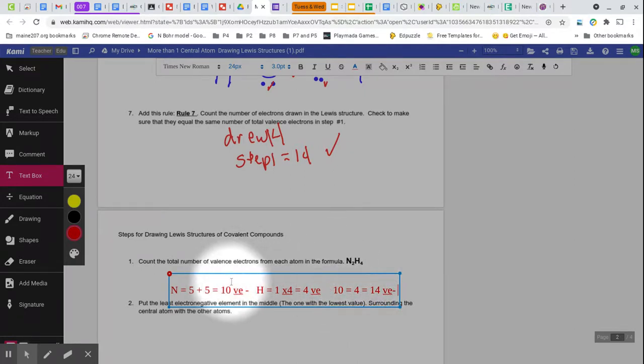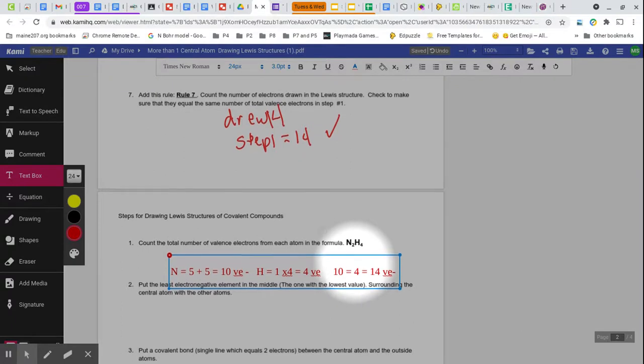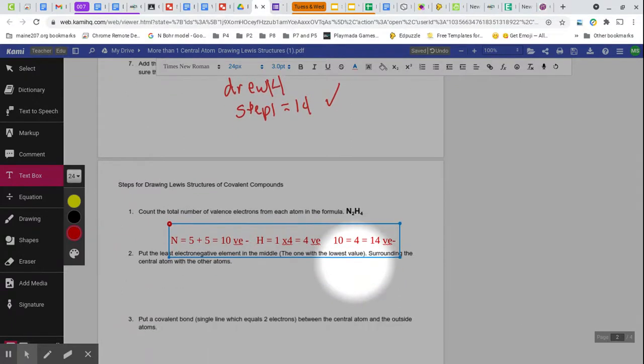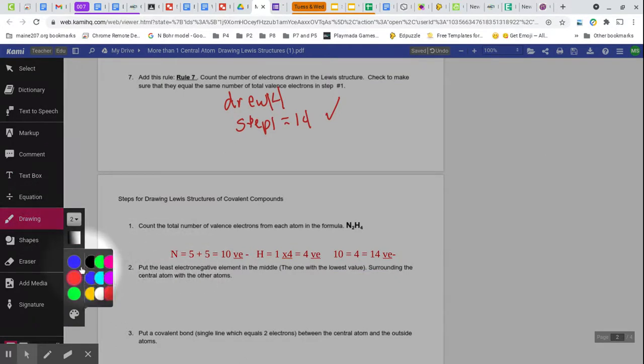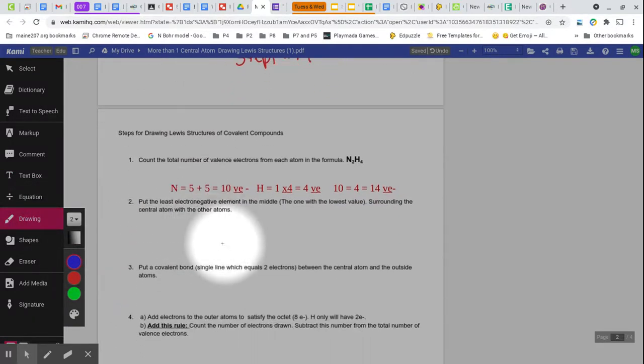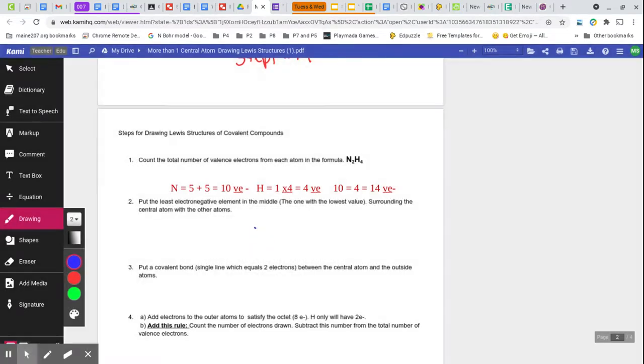You won't always have that same number. We just got lucky. Putting the least electronegative element in the middle. Once again, H can never go in the middle because it only can have 2 electrons in its shell, meaning it can only form 1 bond. So I'm going to put my N's in the middle and the H's outside. Okay, so here we go. So my N's are going to go in the middle, surrounded by H's. So first, I'm going to write N here and an N here, and then there are 4 H's.